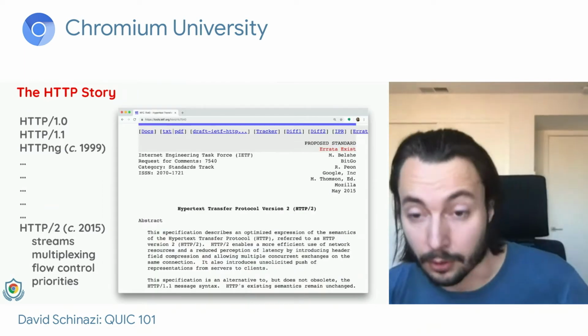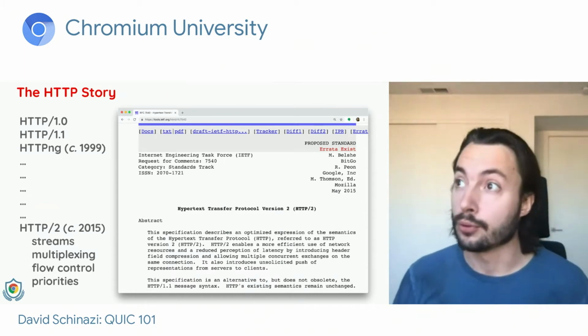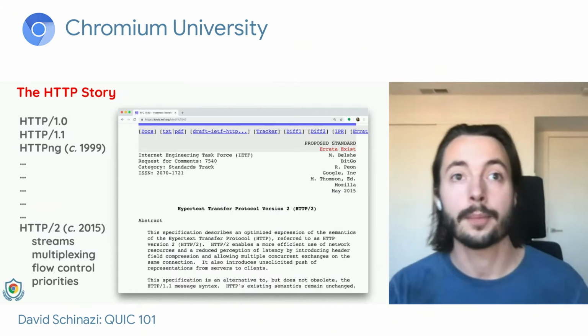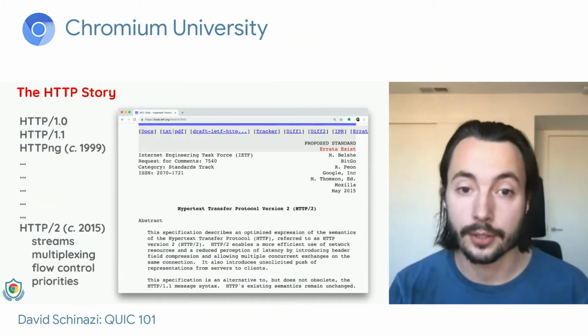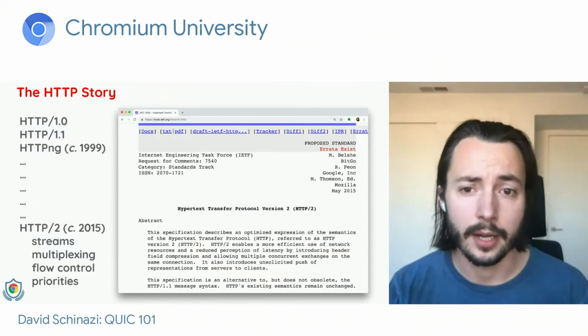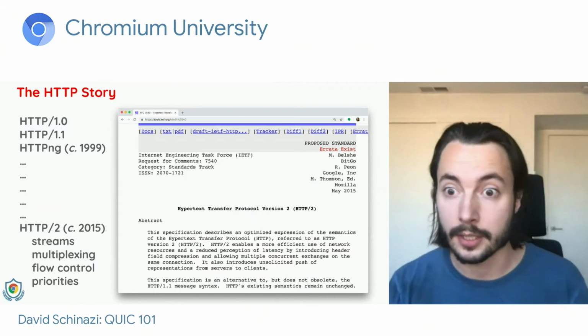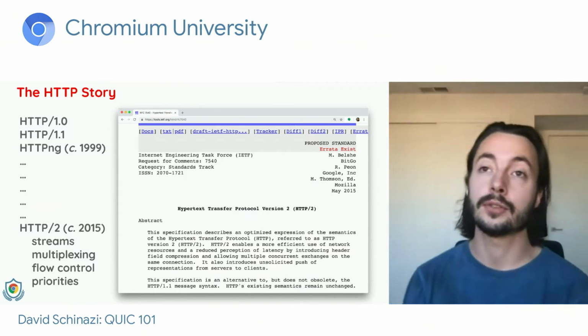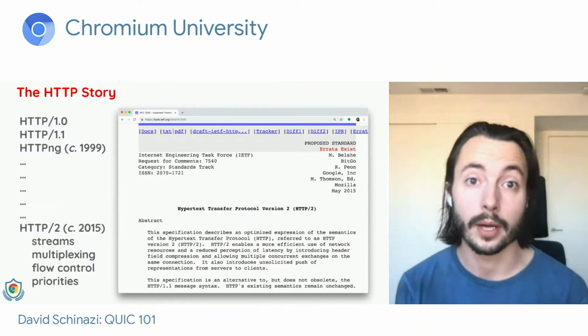And so it was a great success. It really improved performance. So the team brought it to the IETF and eventually it became HTTP/2. That was standardized in 2015 and is currently the stable version of HTTP used pretty widely around the internet.